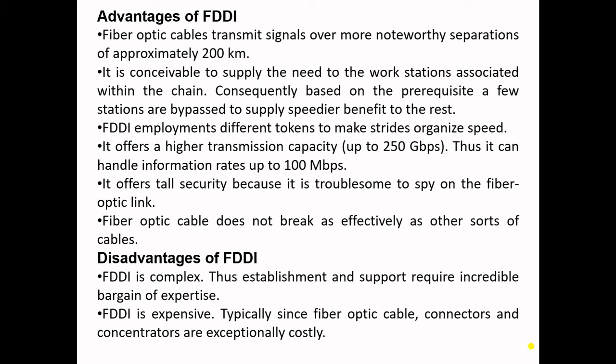It offers a higher bandwidth, up to 250 gigabits per second. Thus, it can handle data rates up to 100 megabits per second. It offers security because it is difficult to spy on the fiber optic link. Fiber optic cables do not break as easily as other types of cables. So these are the advantages of FDDI, and now the disadvantages of FDDI.